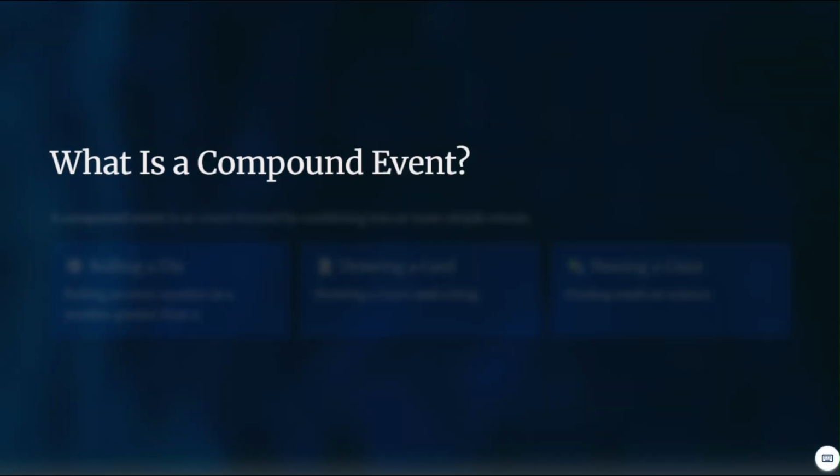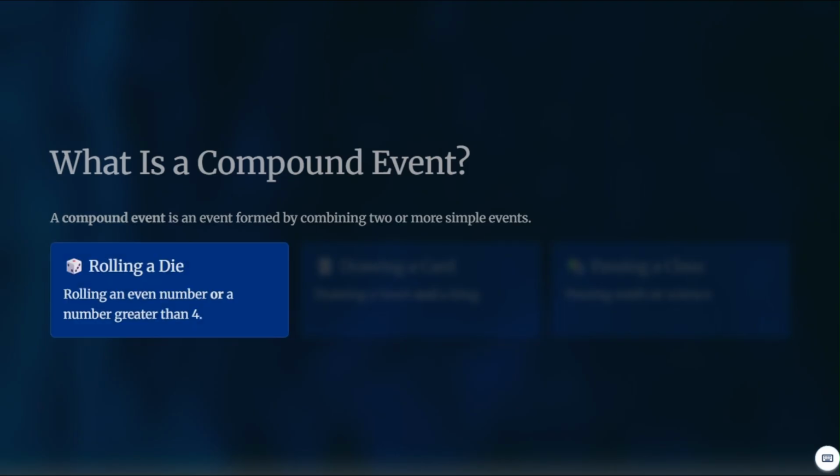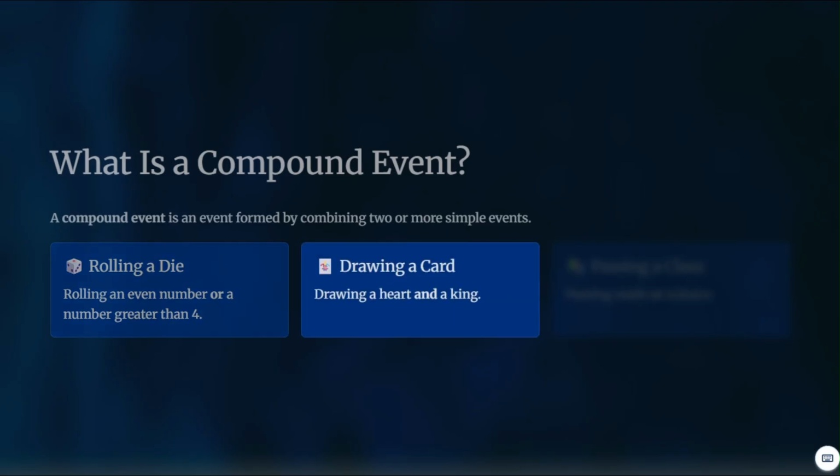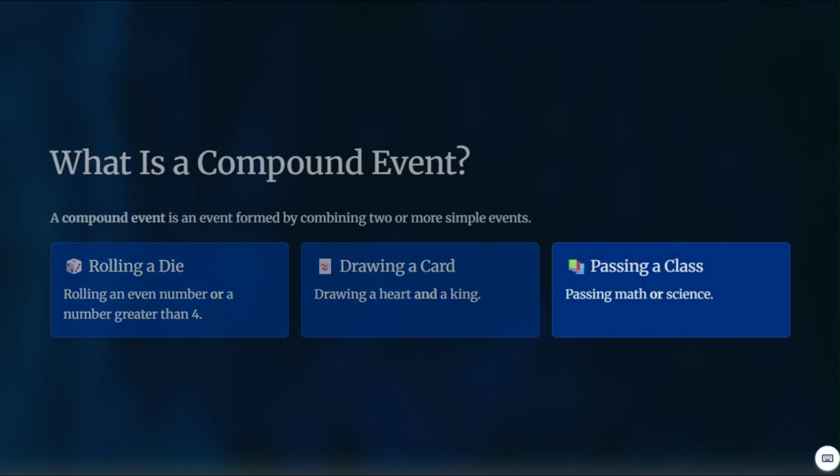First, what is a compound event? A compound event is an event formed by combining two or more simple events. Whenever you hear words like "and" or "or," you're dealing with a compound event. For instance, rolling an even number or a number greater than 4 on a die. That would be a compound event. Or drawing a heart and a king. Or passing math or science. These are all examples of compound events.